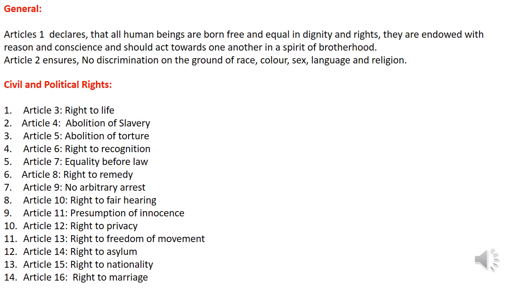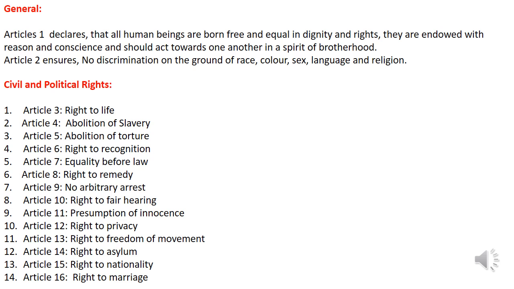All are entitled to equal protection against any discrimination in violation of this declaration and against any incitement to such discrimination. Coming to Article 8, the right to remedy. Here, everyone has the right to an effective remedy by the competent national tribunals for acts violating the fundamental rights granted to him by the Constitution or the law. So, if there is any infringement of his rights, he has the right to remedy under Article 8.